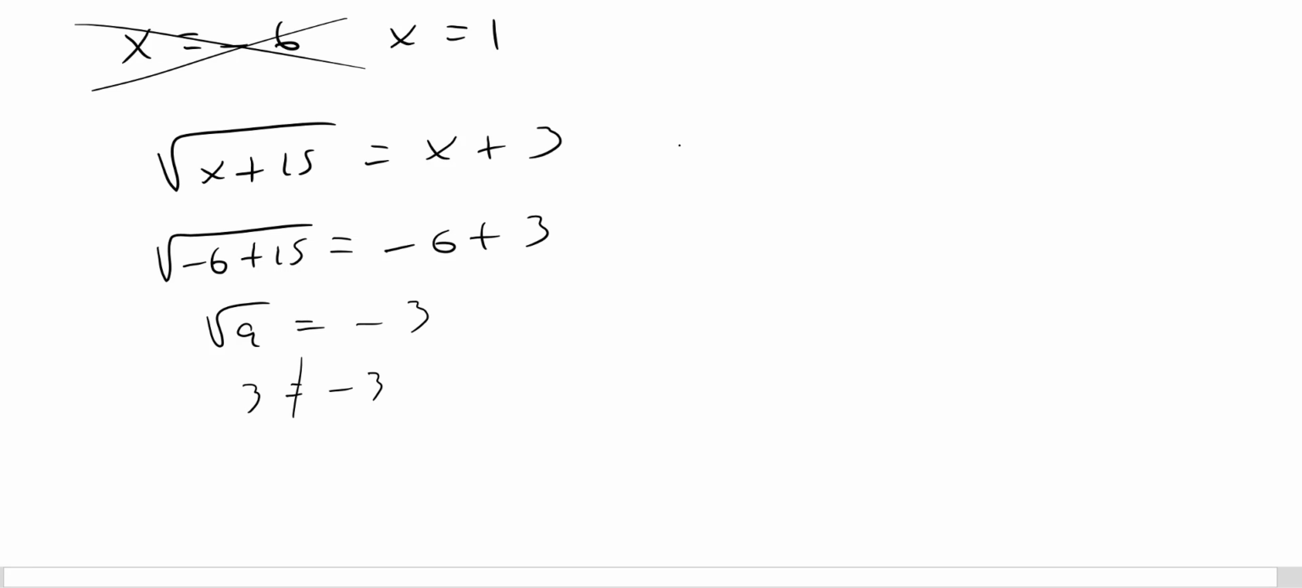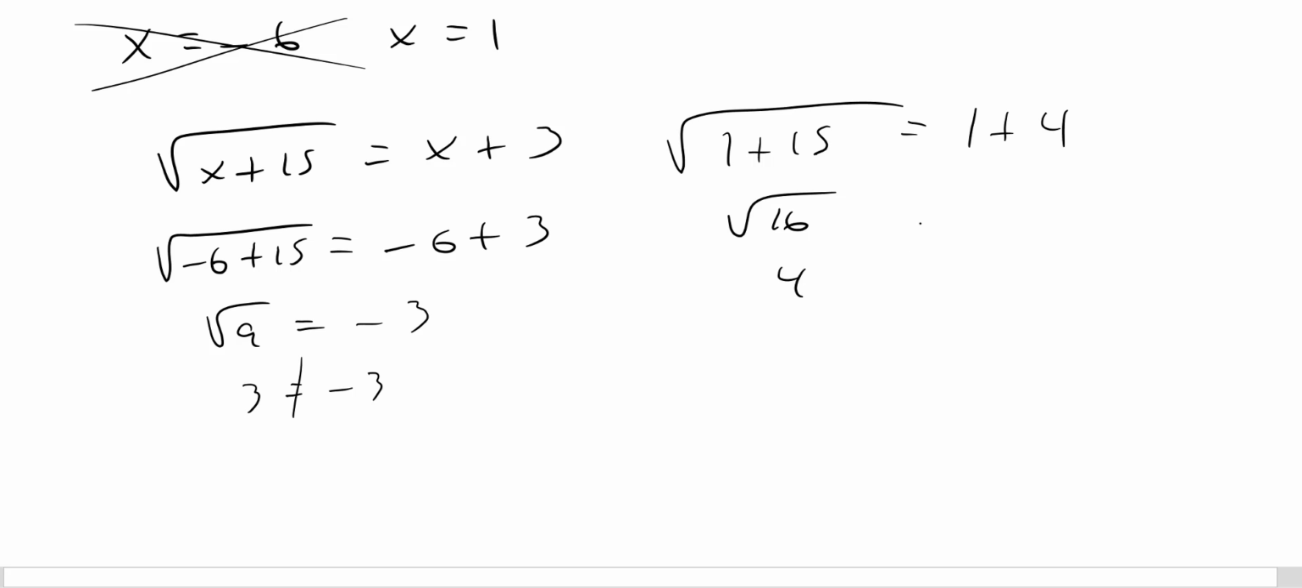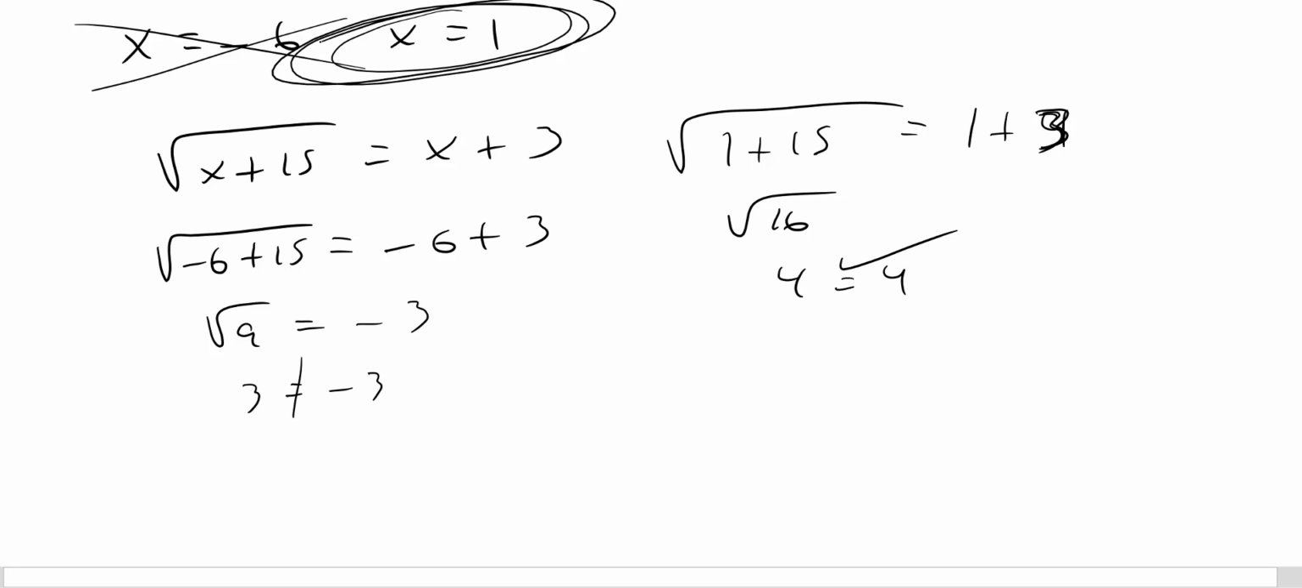Let's put the 1 in there. So it's going to be the square root of 1 plus 15 is equal to 1 plus 4. Okay, square root of 16 is 4. Oh, sorry, it should have been plus 3. This is 1 plus 3, and then 1 plus 3 is 4. So this is good. That means 1 is our only answer for this problem.